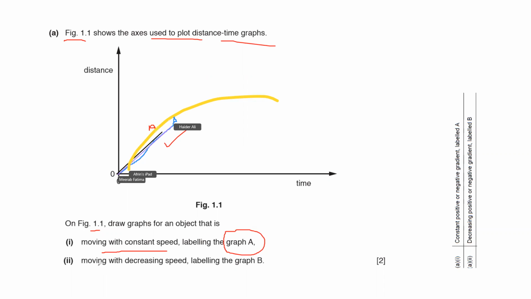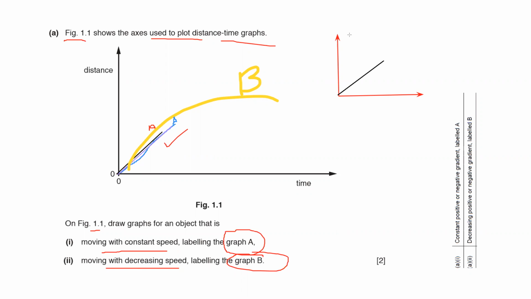And what about the second one? For an object moving with decreasing speed, label that as graph B. If the speed is decreasing, the slope will decrease. So when you complete this, the first answer will be A, which is a straight line. Constant gradient shows speed is constant. And you don't have to start from the end of A, you have to start again from the origin. That B shows that the speed is decreasing, so the slope should decrease.